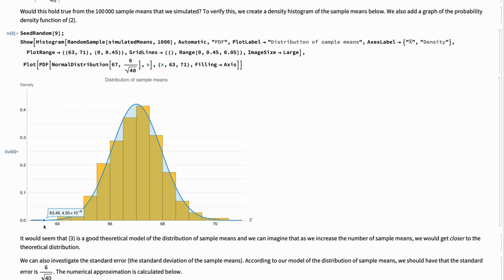That's a bit of overkill, so I just randomly selected about 1,000 of these 100,000 to create my yellow histogram. And I've overlaid on top of that this normal distribution. And look at that, it's a fantastic fit. Okay, this is some visual.